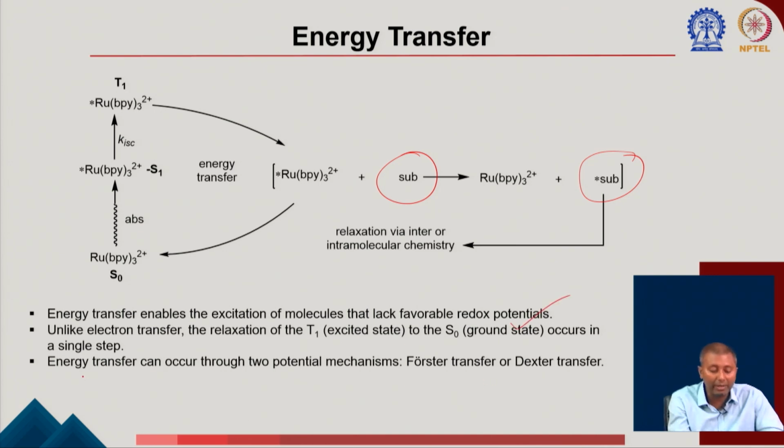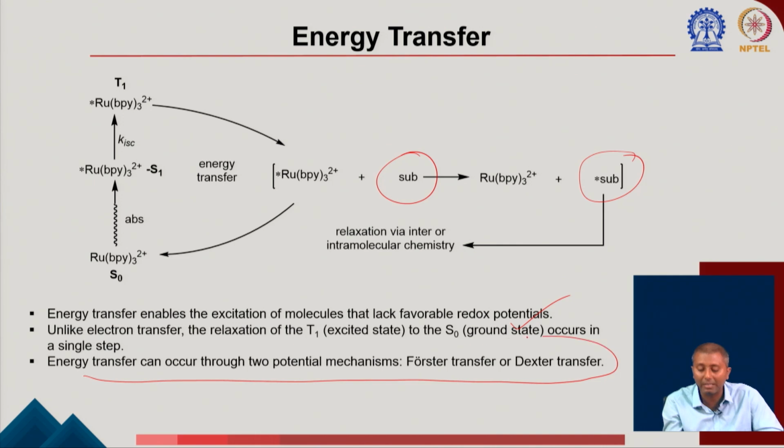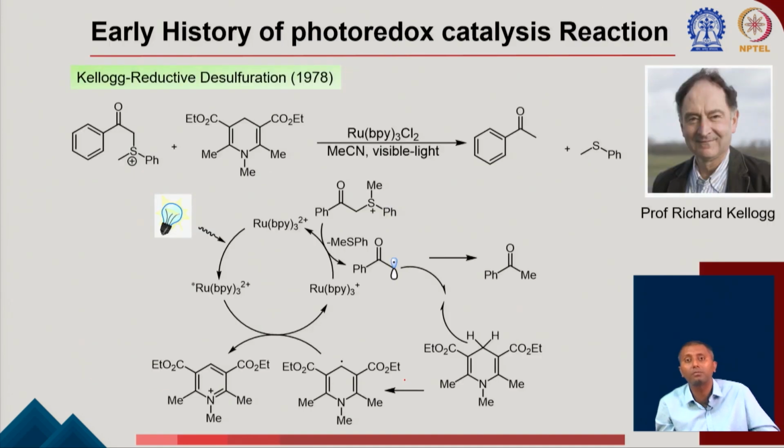So again, this energy transfer can be Förster and Dexter. Again, I think we don't have to discuss more detail here. This is very general, I just want to tell you about this visible light photocatalyst. I just want to show you two important reactions which were discovered in the 1970s. One of the reactions is the Kellogg reductive desulfurization.